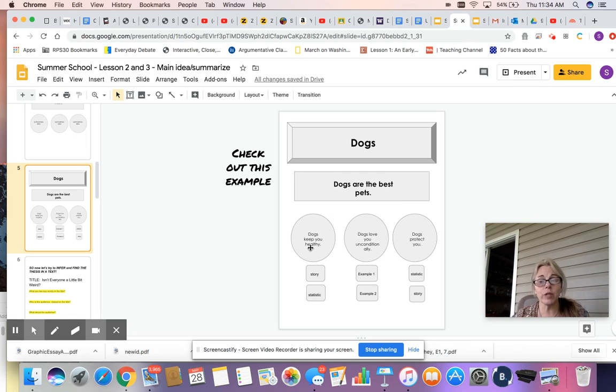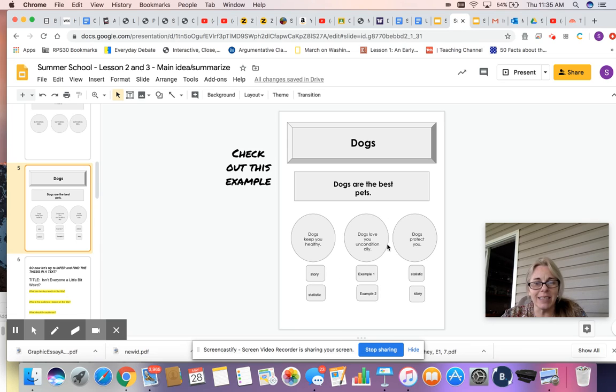My first reason is gonna be that dogs keep you healthy. I'm gonna support this with like a personal story. My dog makes me walk every day, so therefore I'm not as fat as I could be. And I might use a statistic. Dog owners are 81% healthier than non-dog owners. I totally made that up. But nonetheless, you see how all of these tie together, right?